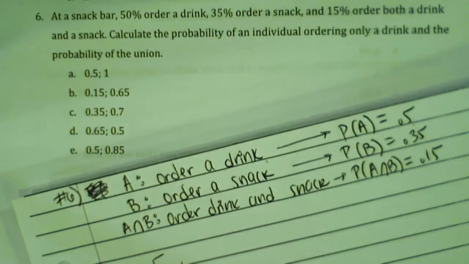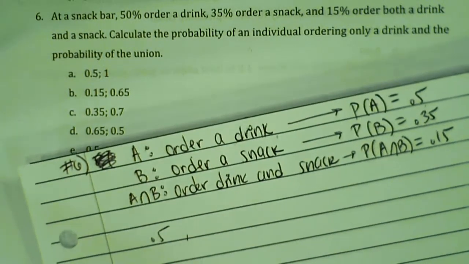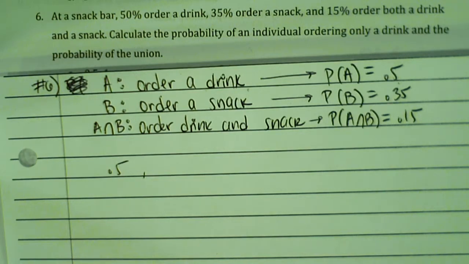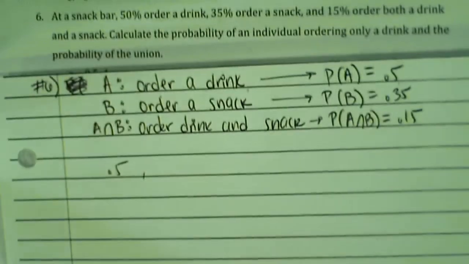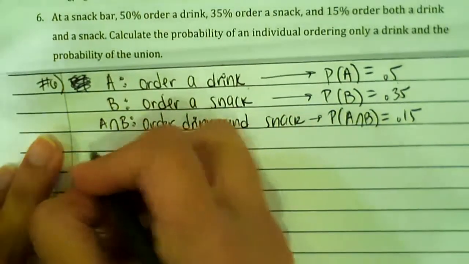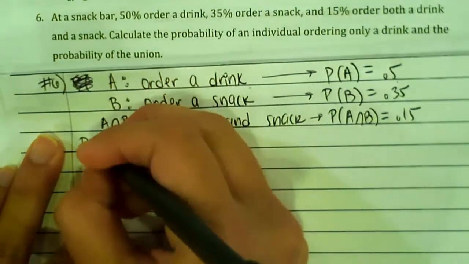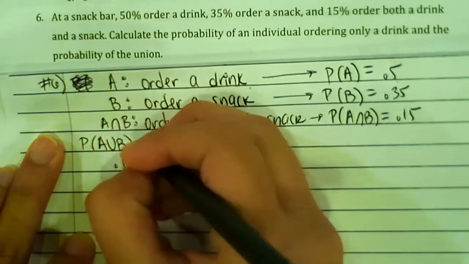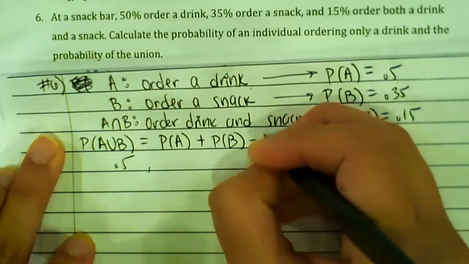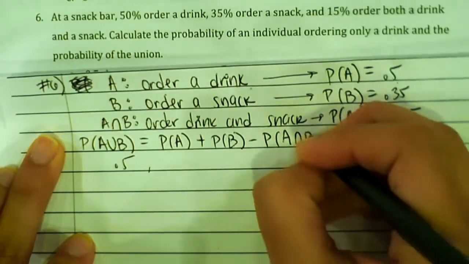And then, can you move it out a little bit? Yes. I guess I can just cover this. And then it asks for the probability of the union. Now, what is the formula to find the union of two events? Okay, yes. So we have here, probability of A union B would equal the probability of A plus the probability of B minus the probability of A intersect B.